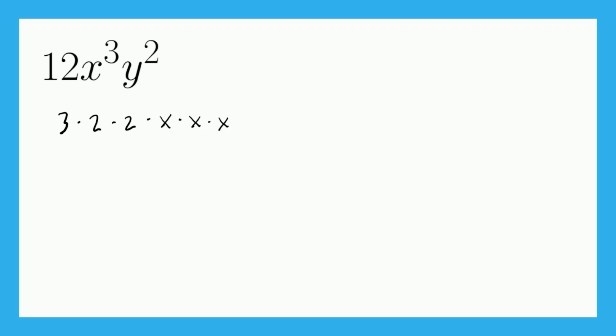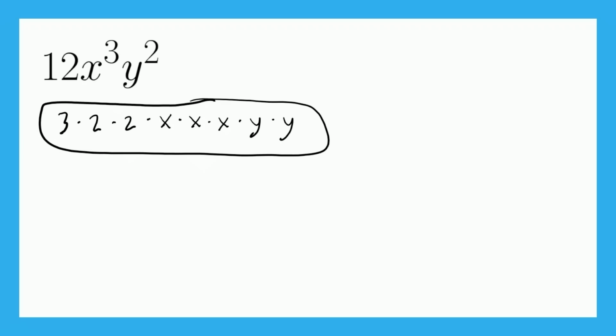And lastly, y squared expanded to the point where there is only the exponent of 1 on each variable is y times y. So we have times y and times y. And now we can see that if we multiply all of this, once again, we're still going to get the original.